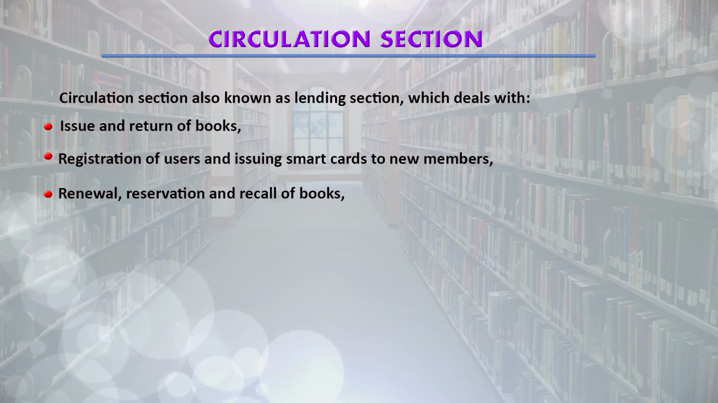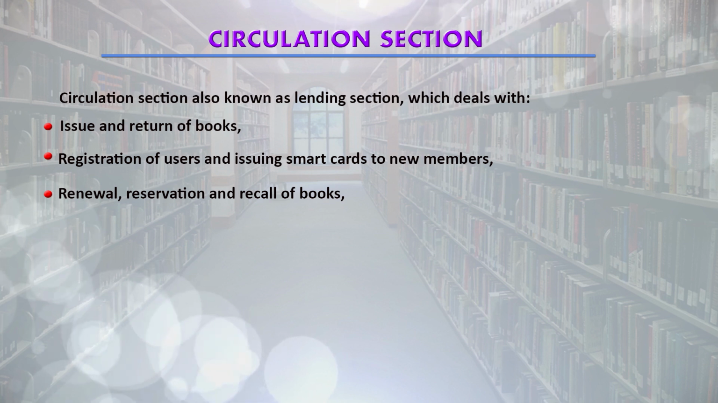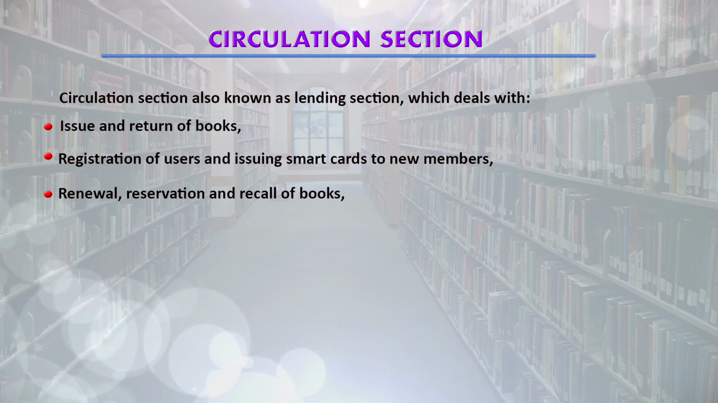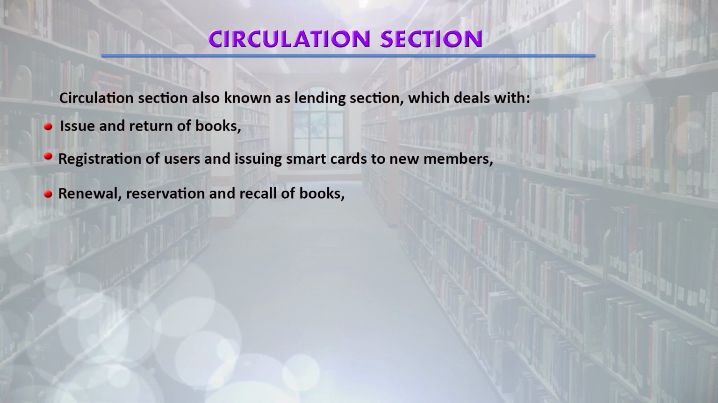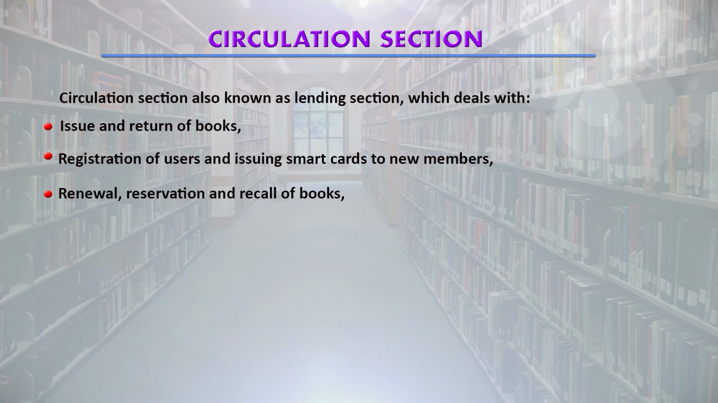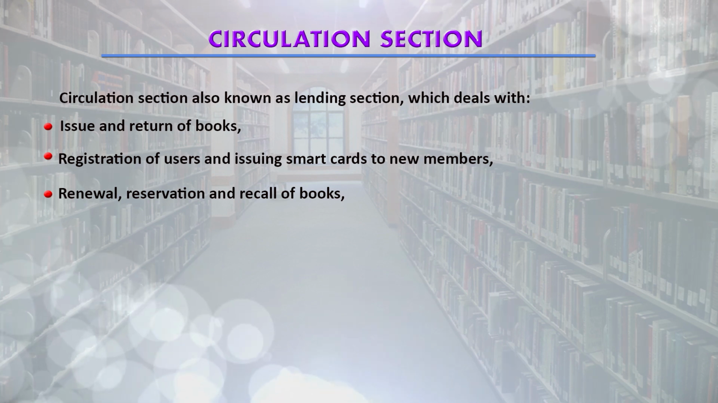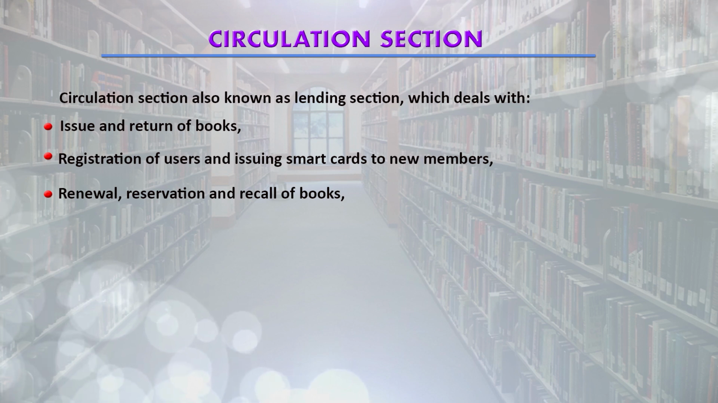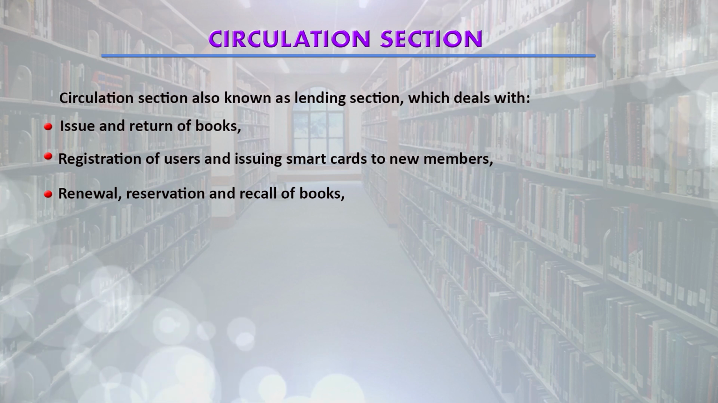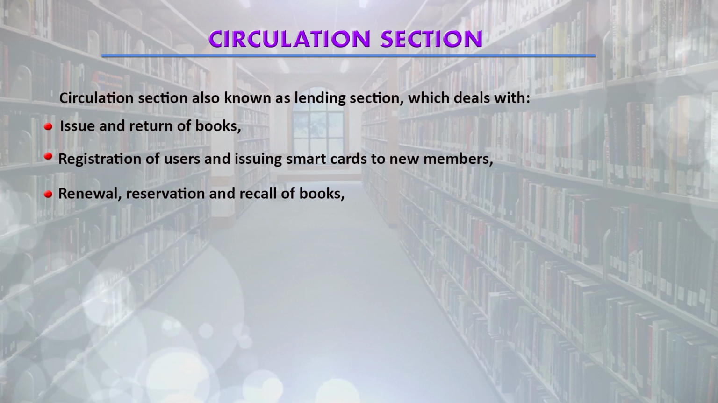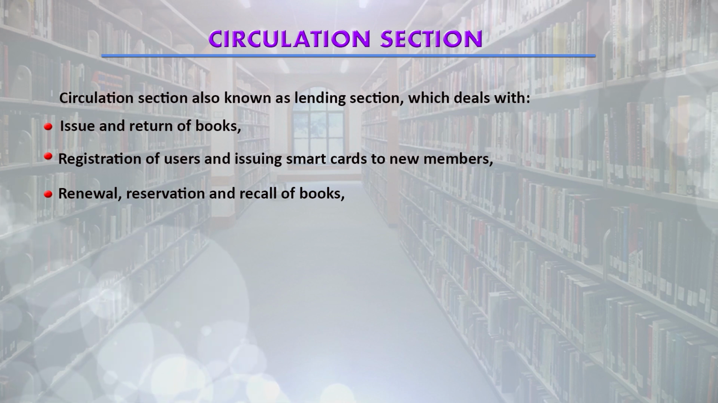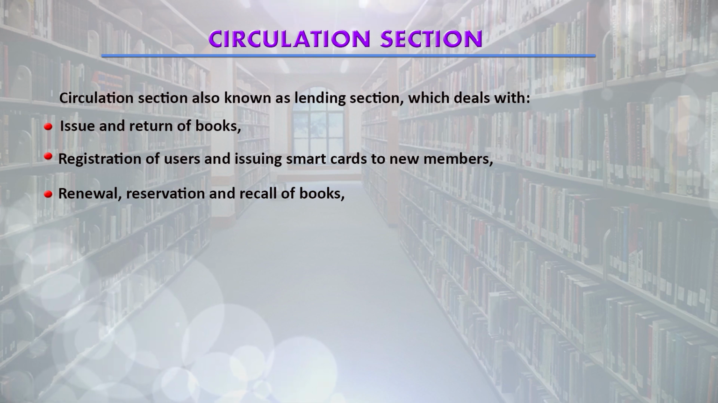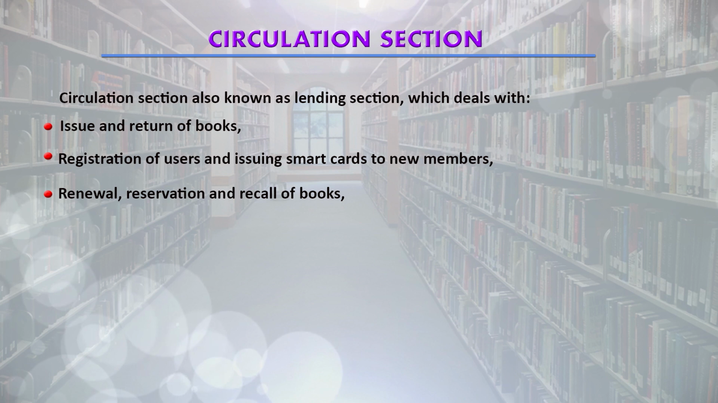Similarly, renewal, reservation and recall of books is also done by the circulation section. Renewal means if a book is with the user for, say, 15 days and he wants that book again for 15 days, he comes to the circulation desk and asks the circulation desk staff to renew that book for 15 more days. So, this is known as renewal, again reissuing that book to the same user.